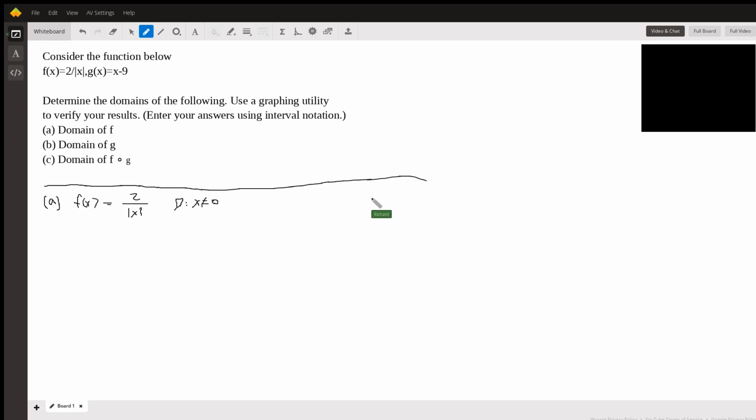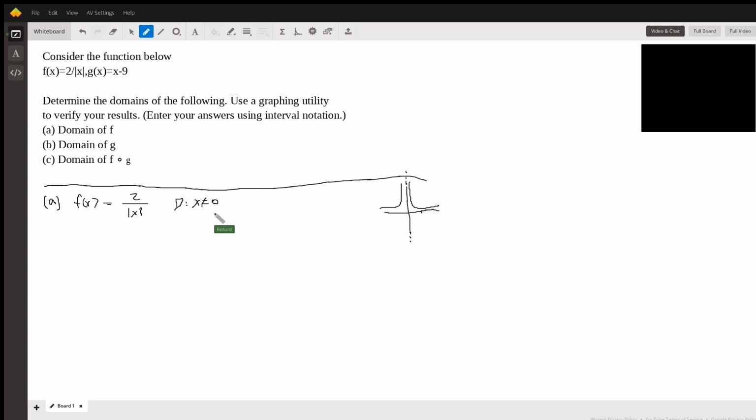But they want the domain. Oh, let me show you the graph first. And it's going to look like this because it's absolute x. So instead of getting a hyperbola in the usual location, we've got this on the left. The left arm here is going straight up, and this is actually a vertical asymptote here, like that.